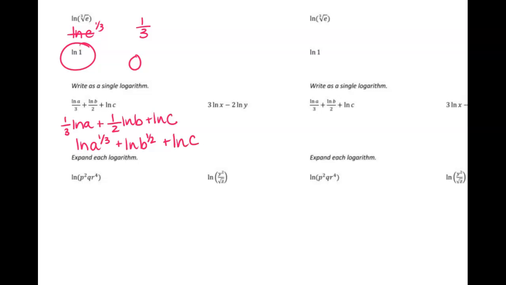So I can multiply those when I'm condensing. So this is the natural log of A to the 1/3, B to the 1/2, C.